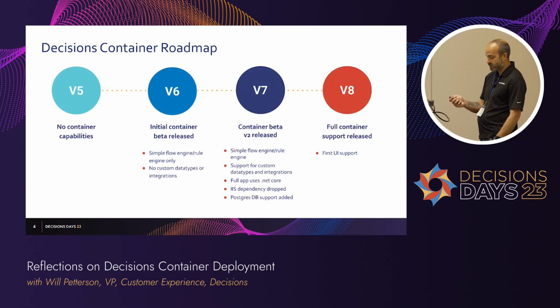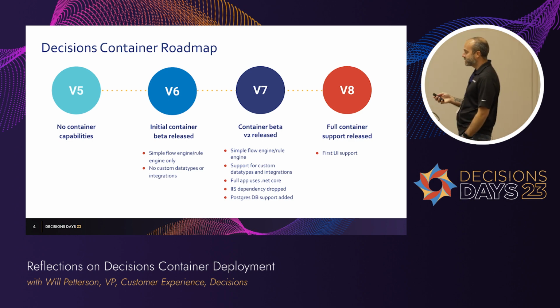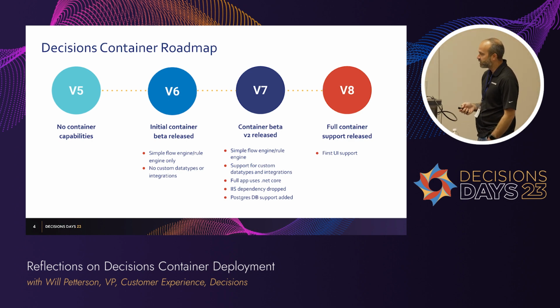Now, Decisions has been around for quite a while. Version 5 and below, we had no container support. Version 6, we had no, I'm just kidding, we have some container support. Josiah, right? Am I right? Yes. In version 6, we released a container capability. It was beta. I don't know that we called it beta. No one used it. But we did release our beta container capability.